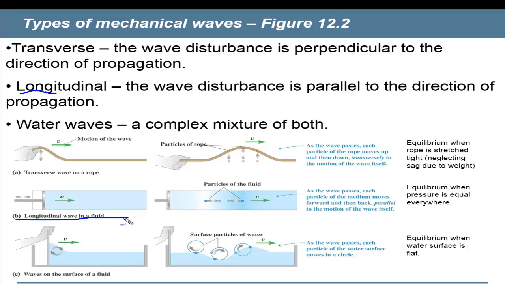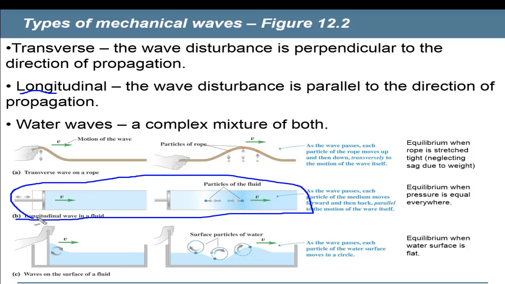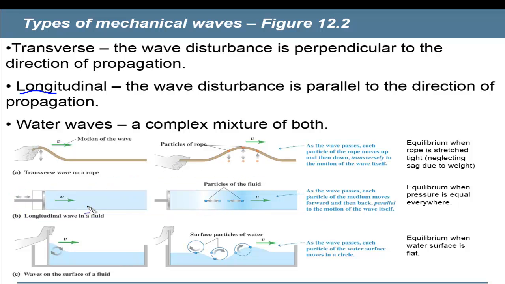So for a longitudinal wave, we have these tubes down here. The tubes have a top and a bottom, so they're cylinders, and there's a plunger in here that's giving some force. This is our disturbance, increasing the velocity in this direction, right? And so the disturbance is along the direction of the propagation.